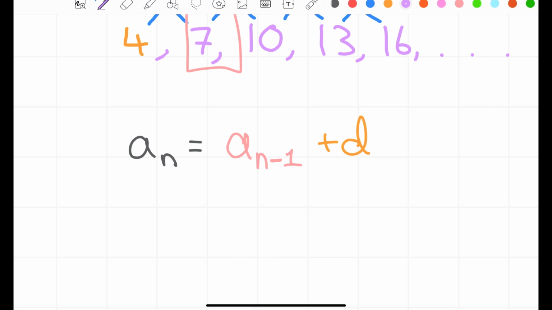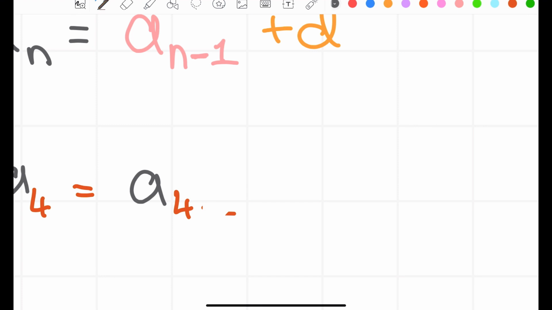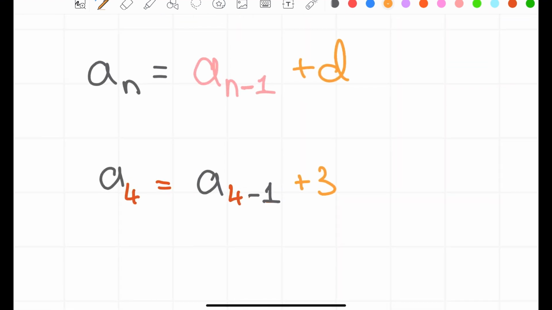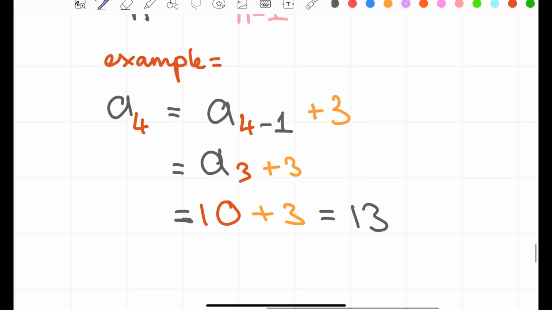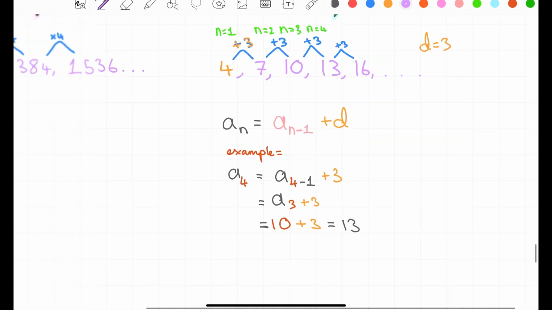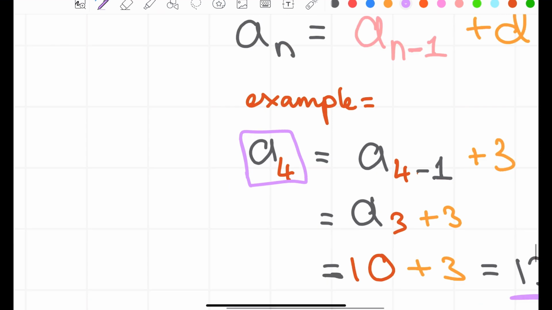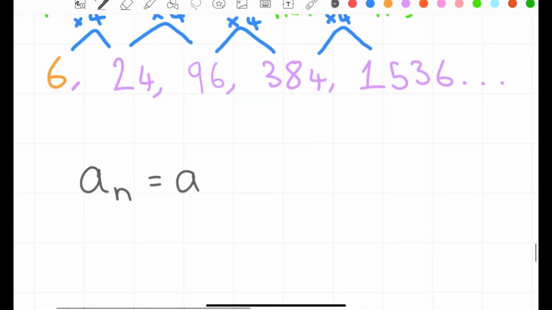Now let's verify this formula with another example. Let's say that I want to find the value of the fourth term in this sequence. If I subtract 1 from 4, then I'm left with the value of the third term, right? And since I already know the value of the third term, which was 10, I can add our common difference to that, which is 3, and then we're left with 13, which indeed is the fourth term's value in the sequence.